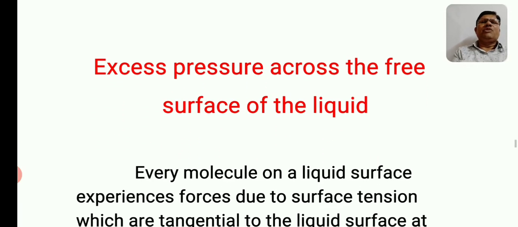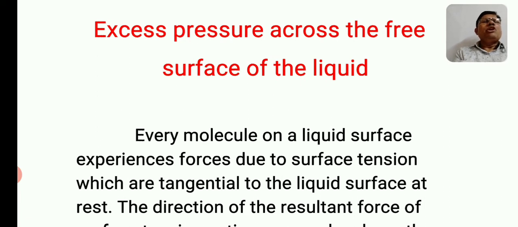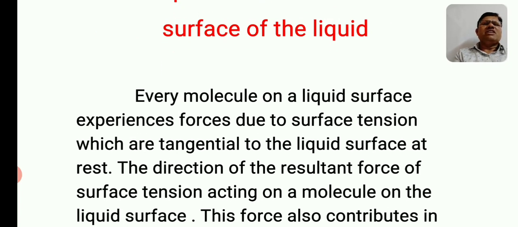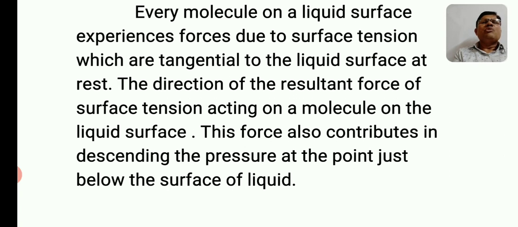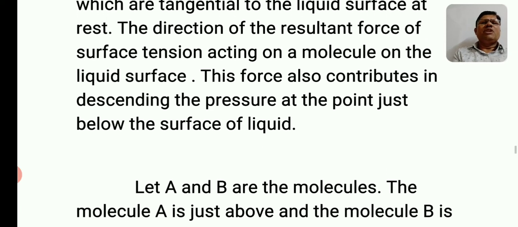Okay. Now we are going to see the next article, excess pressure across the free surface of a liquid. Every molecule on a liquid surface experiences force due to surface tension, which is tangential to the liquid surface at rest. This is the direction of the resultant force of surface tension acting on a molecule on the liquid surface. This force also contributes in determining the pressure at a point just below the surface of the liquid.